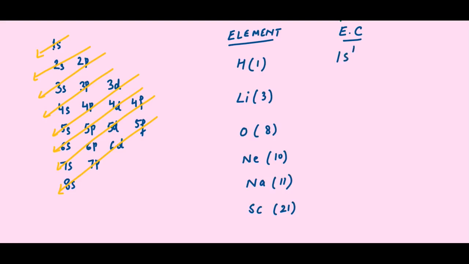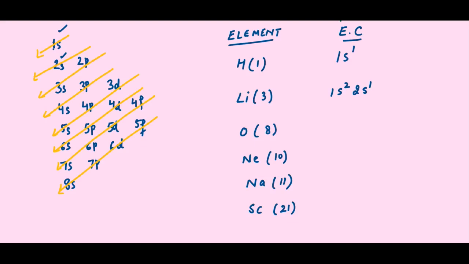And in 1s, 1 electron will enter. Okay. Now, the next element is lithium. In this case, you can see there are 3 electrons. As I have told you, the capacity of one orbital to hold electrons is 2. That means out of the 3 electrons, the 2 electrons will go in the first orbital, which is 1s, and the remaining third electron will enter into the next orbital, which is 2s.